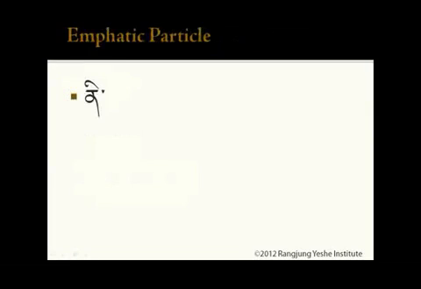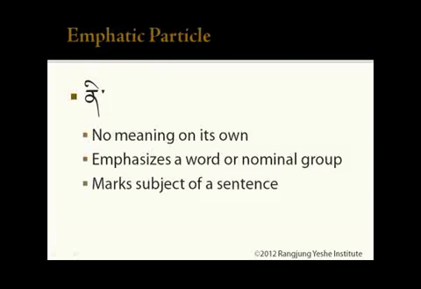Now, let's look at the emphatic particle, ni. This particle does not have any meaning on its own, but is used to emphasize a word or a group of words. It sometimes serves to mark the subject of a sentence or to otherwise draw the reader's attention to a word or phrase. It occurs after the word or words that it modifies, and although it can sometimes be translated as "concerning" or as "for," it's often best to leave it untranslated when possible.